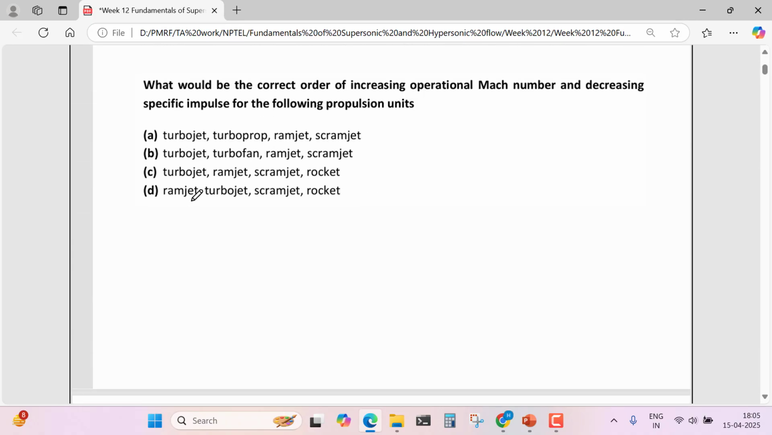So we will solve the first problem. What would be the correct order of increasing operational Mach number and decreasing specific impulse for the following propulsion units? There are four options comprising turbojet, turboprop, ramjet, scramjet, and rocket. So what will be the answer for this problem?